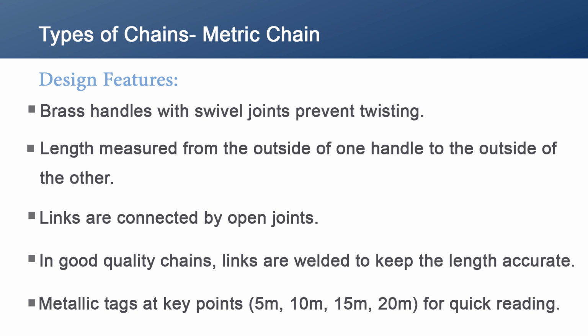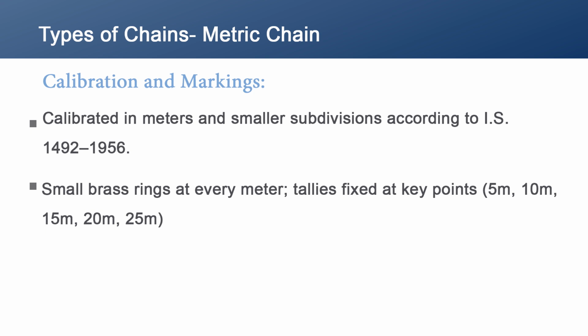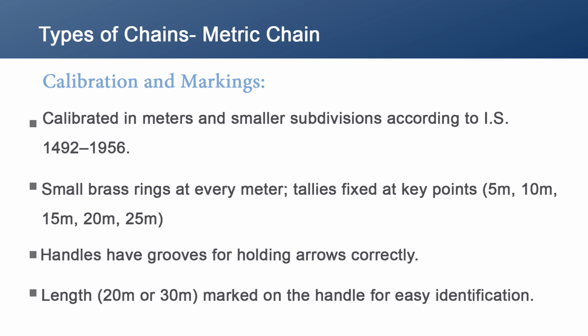For quick and easy reading, metallic tags are fixed at important points like 5 meter, 10 meter, 15 meter and 20 meter. And according to Indian standard IS 149-1956, these chains are calibrated in meters and smaller subdivisions. They usually have small brass rings every meter except at key points like 5 meter, 10 meter, where tallies are fixed. The handles have grooves to hold arrows correctly and the length is marked on the handle for easy identification.